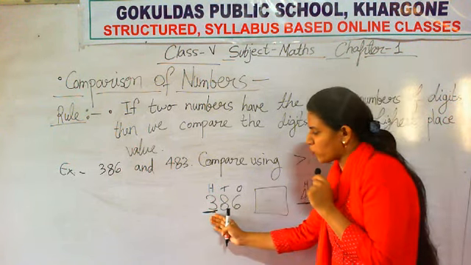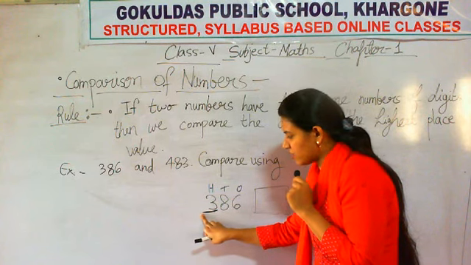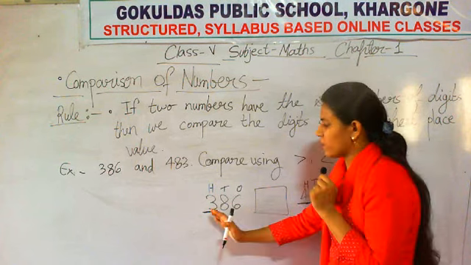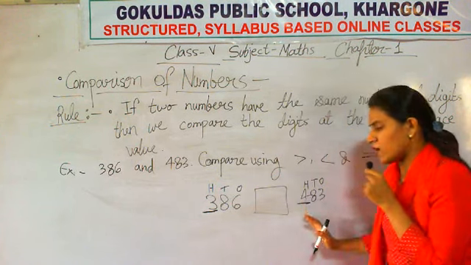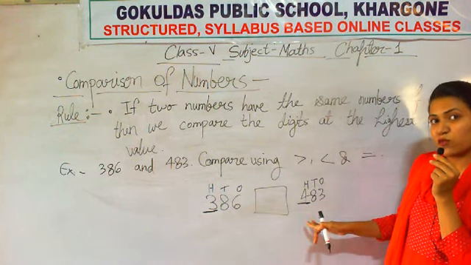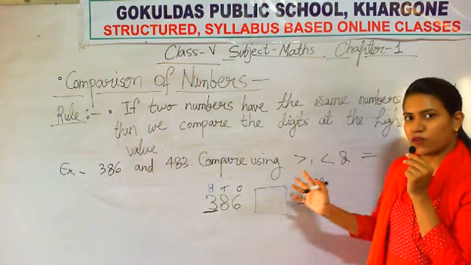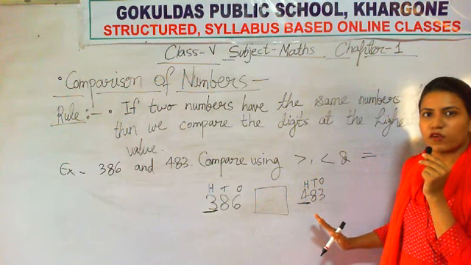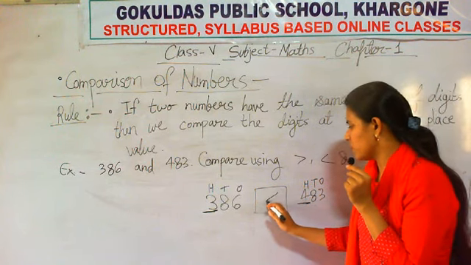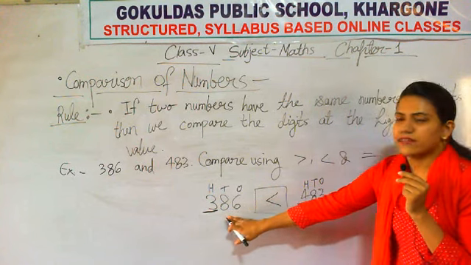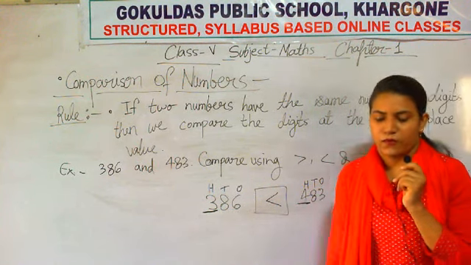According to the second rule, now you will compare the highest place value digit. Here the highest place value digit is 3 and in this number the highest place value digit is 4. So which number will be greater, 3 or 4? The number starting with 4. So 483 will be greater than 386.